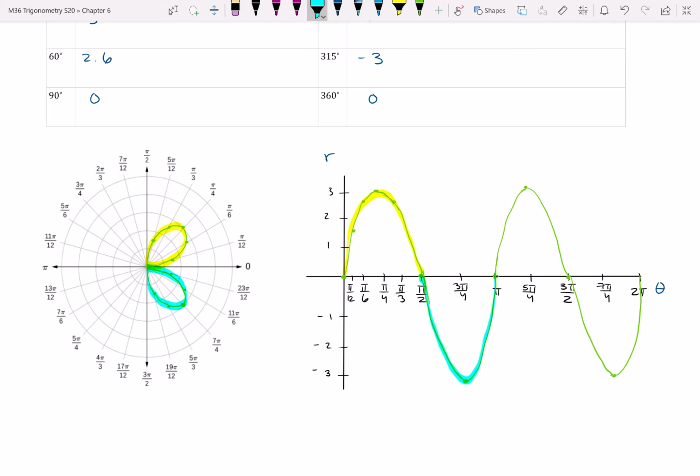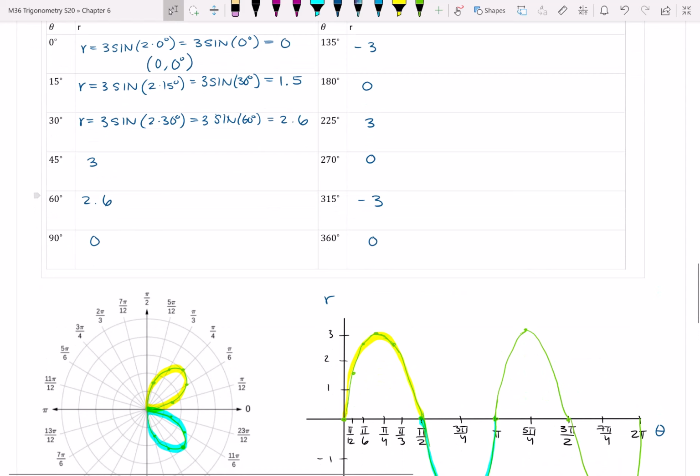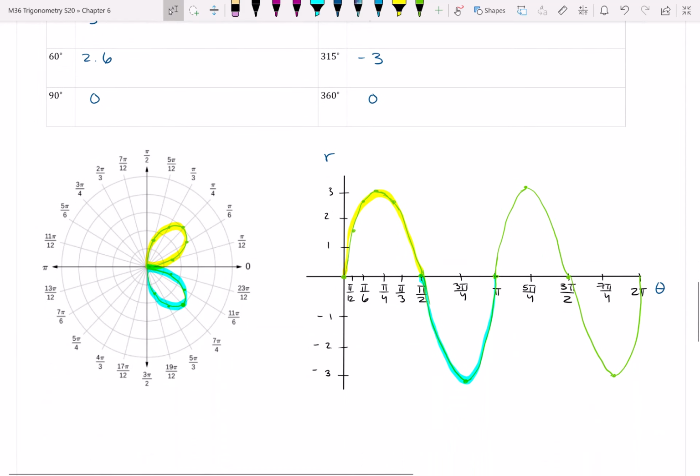So the next one here, we were at pi comma 0, and then the next one, if we look back up to our chart here, we get 135 comma negative 3. 135 again is 3 pi over 4. Oh, we did that one already. Okay, and so then we're at 5 pi over 4. So anything between pi and 3 pi over 2, notice that all of my r's are positive, and so that means I'm going to get a petal that's actually going to be in quadrant 3. And so we know that 5 pi over 4, that one's actually 3.